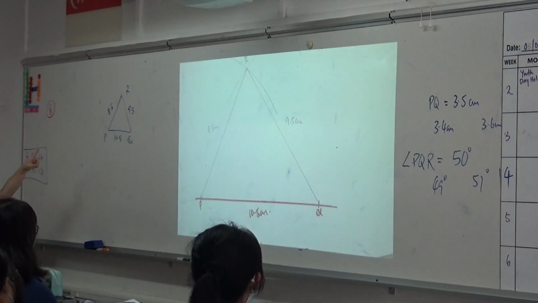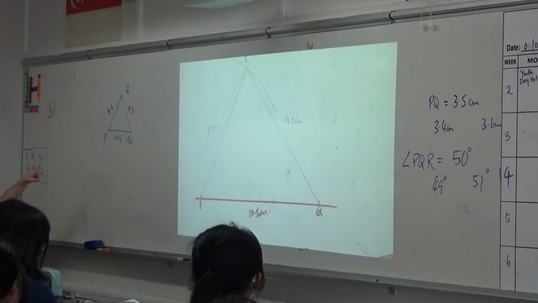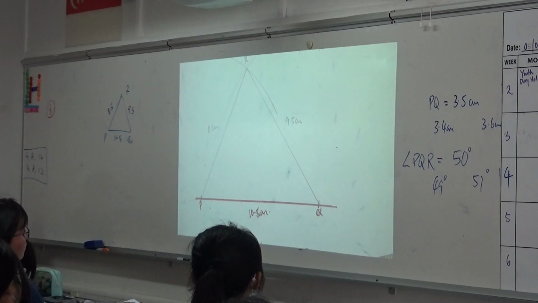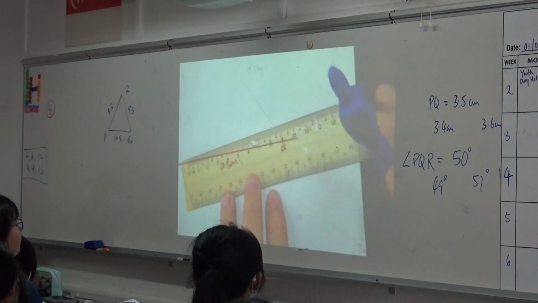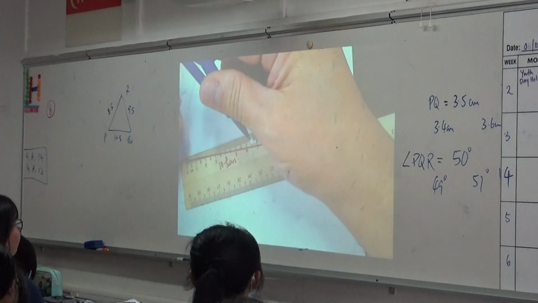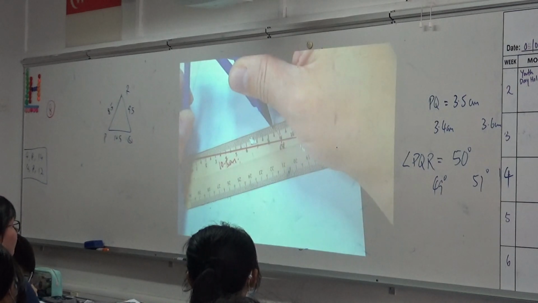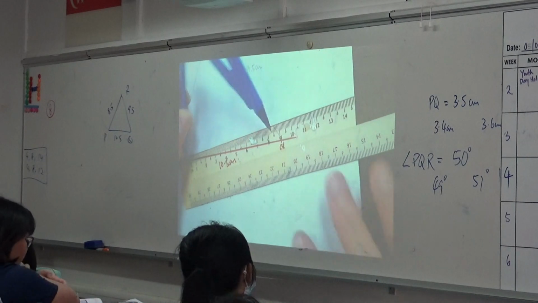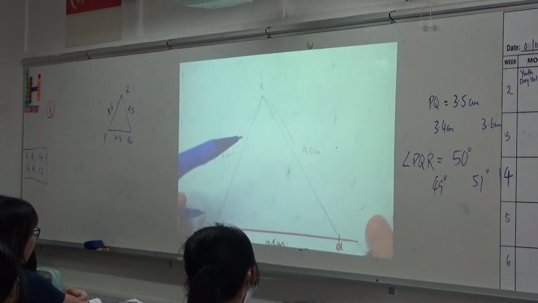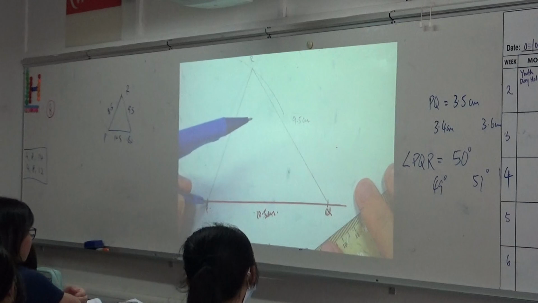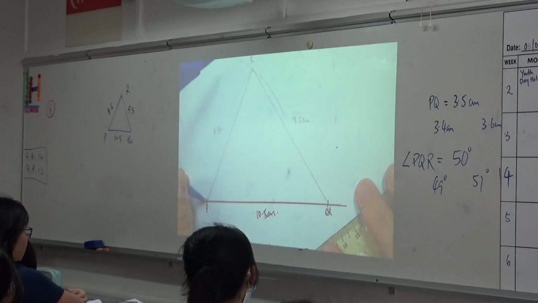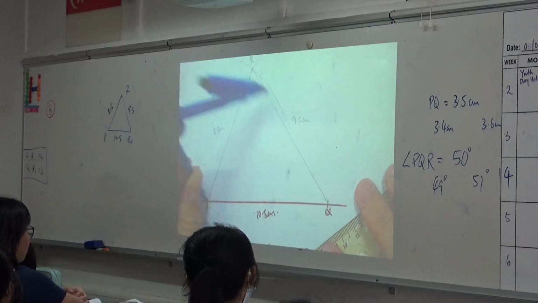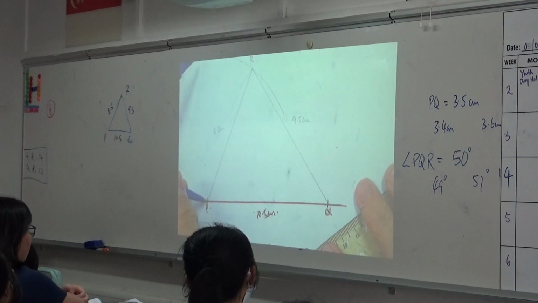Now you look, I want to draw PR. PR is how long? 8.5. Now, this is what you do. You put your compass here. You make your ruler, make sure it's 8.5. Can you see this is 8.5? Then you put at P. Can all of you look up? You put at P as the center. You draw one arc up. Understand?